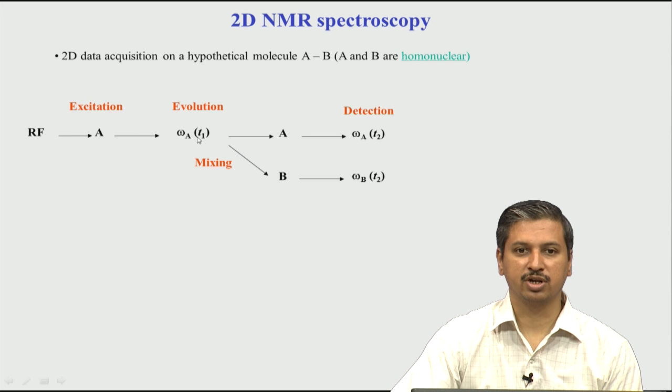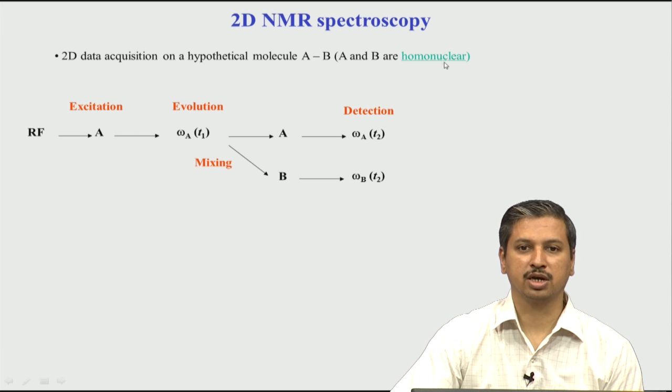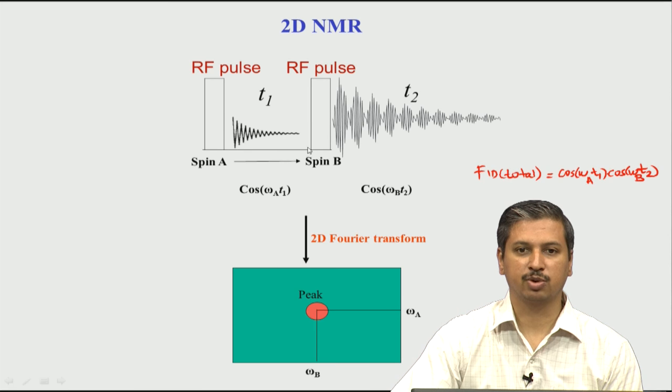Now, when this is evolving it may not transfer complete magnetization to B, it may keep some magnetization with its own, and this is typically what happens in homonuclear cases. So, we are looking at proton now. In homonuclear 2D NMR, the magnetization which is supposed to transfer to B does not completely transfer, it keeps something with itself. So, if you go back in this picture, at this particular time where the arrow is pointing, the magnetization has not completely gone to B, some of it is still remaining in A.